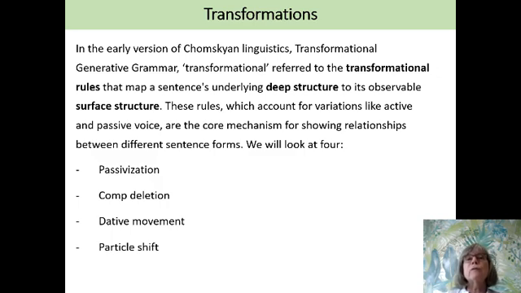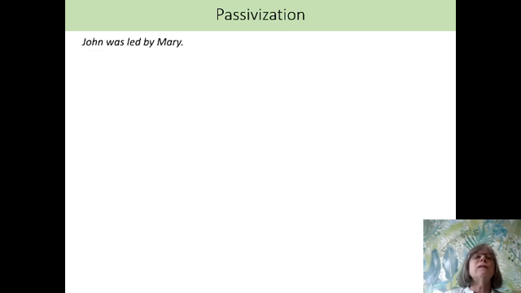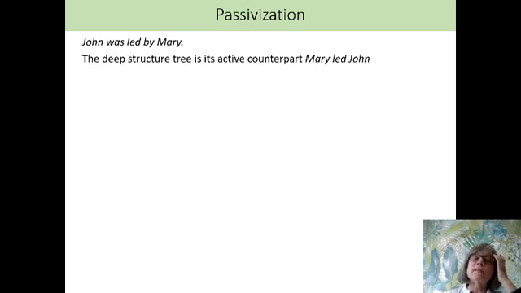We're going to look at 4 transformations: passivization, comp deletion, dative movement, and particle shift. Along the way, we'll also see pronoun deletion, which is very similar to comp deletion. So let's start with passivization. If we have a sentence like John was led by Mary, it's a passive voice sentence, right? In the theory, it was thought that its deep structure is actually its active counterpart, Mary led John.